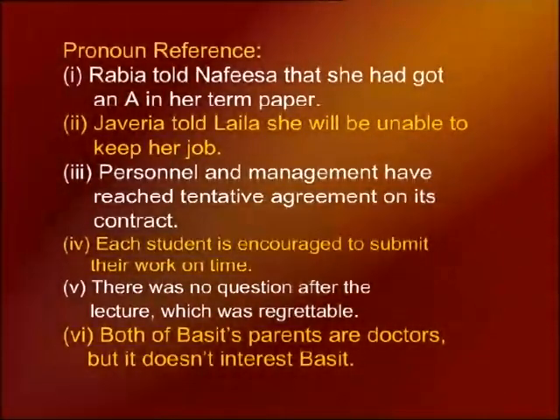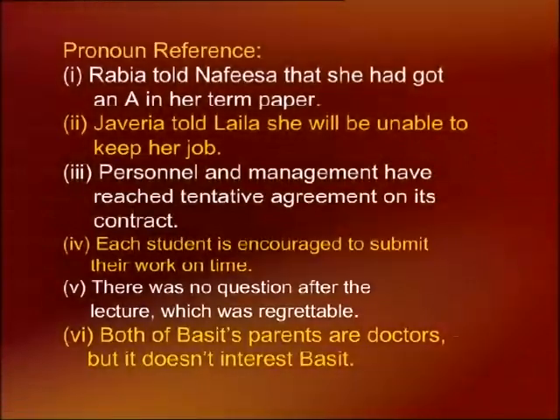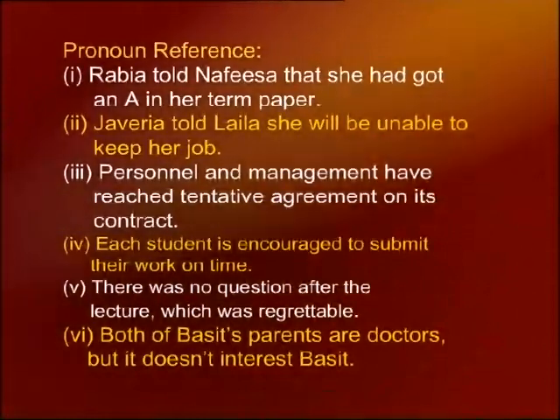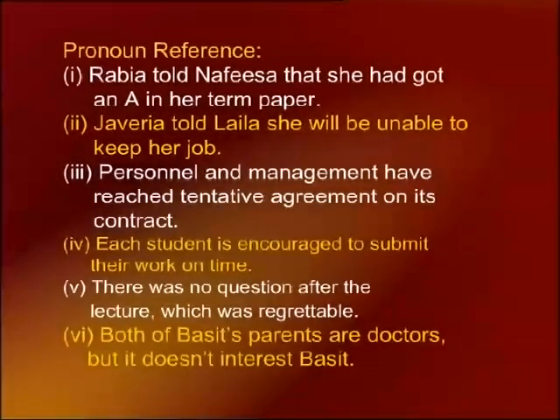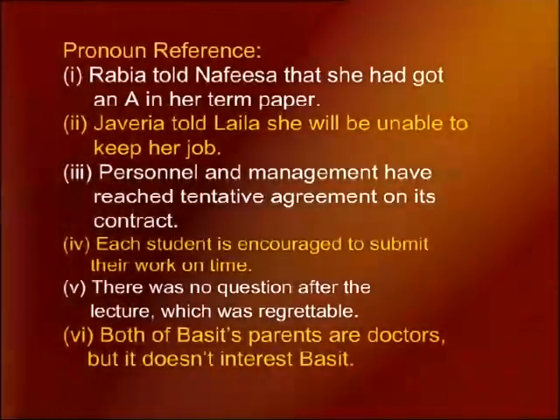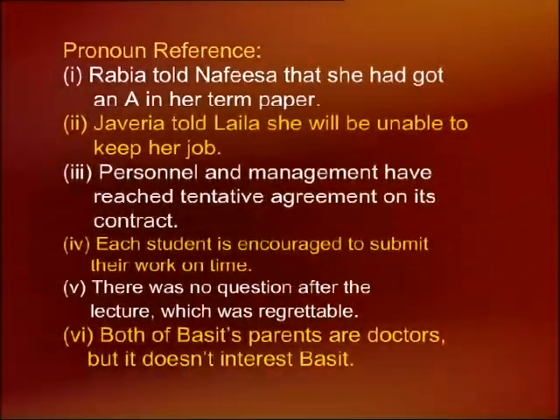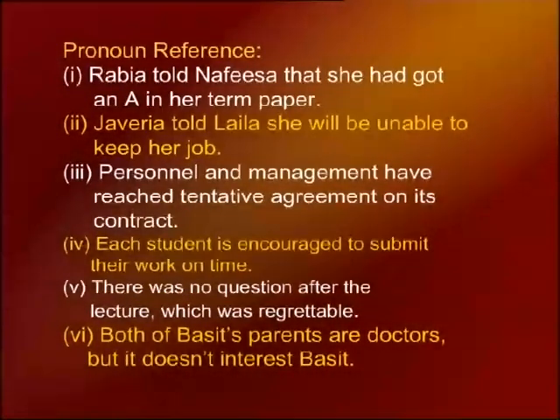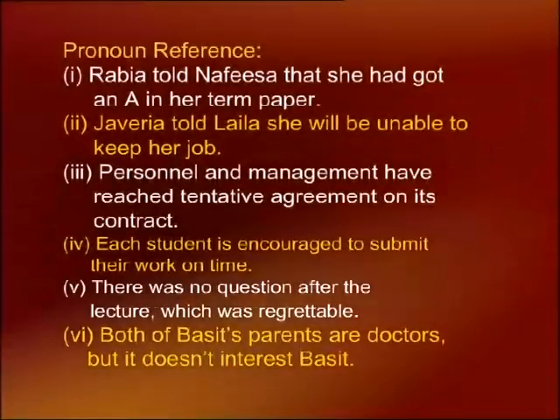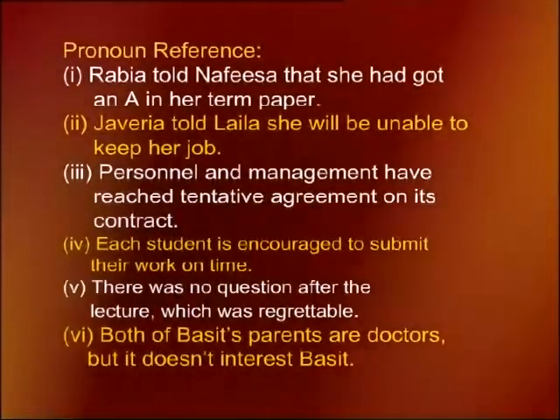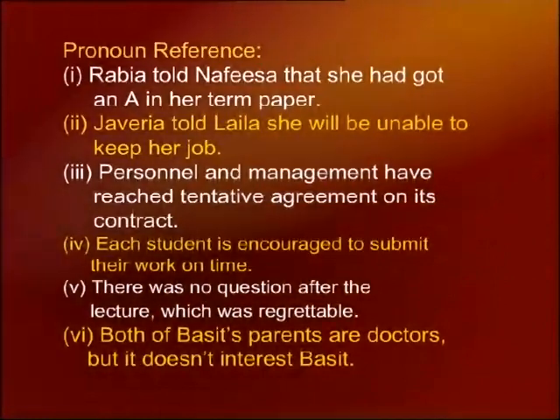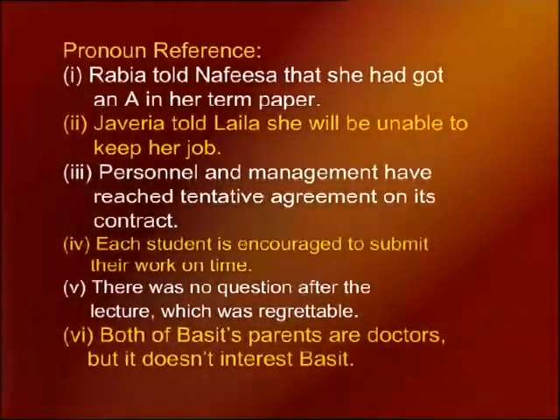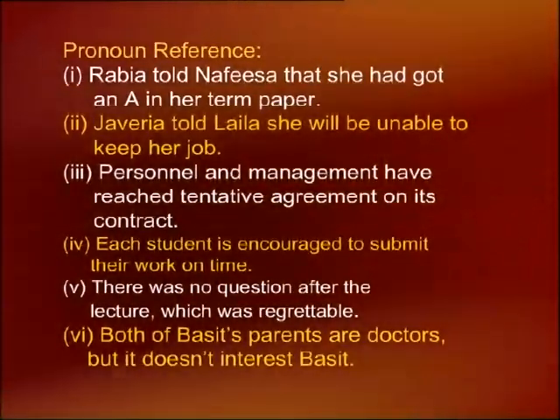Rabia told Nafisa that she had got an A in her term paper. Now, from that sentence, it is not clear who got the A. Was it Rabia or was it Nafisa? Rabia told Nafisa, and the word her and the word she, the two pronouns that have been used over there, could refer to either one. They could refer to Rabia or Nafisa. So the use of the word she and her is not correct.